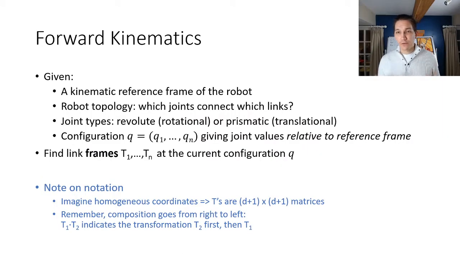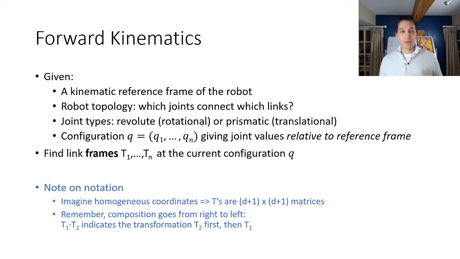So the process of forward kinematics takes in a description of the robot's kinematics as input, and it also takes in a configuration, and then it tries to produce link frames relative to the world frame for that given configuration. The kinematic description consists of the reference frame of the robot. This is also known as the zero position.